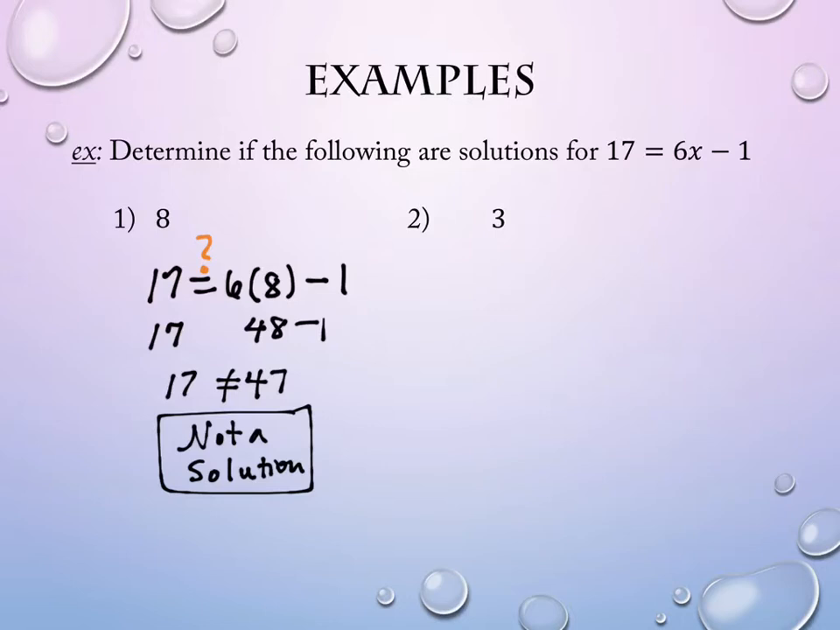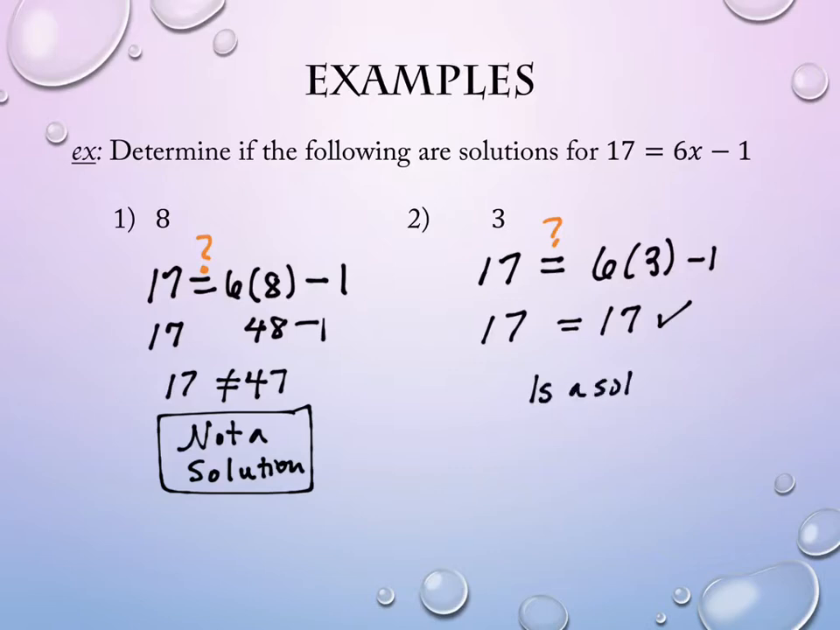We're going to do the same thing. We're going to try the number 3. So 17, 6 times 3 minus 1. So what is 6 times 3? 18, and minus 1 is 17. And this one actually works. So yes, this is a solution. Or you could say just yes.